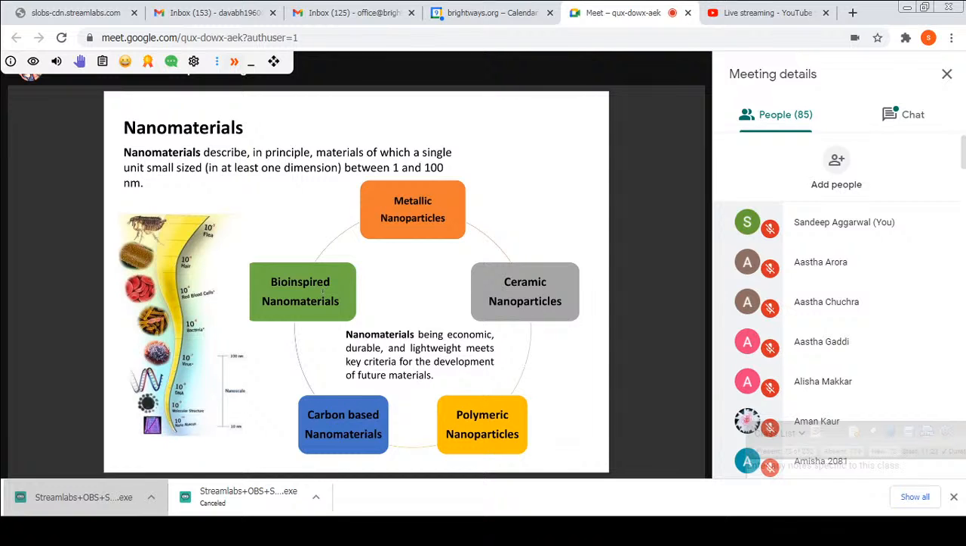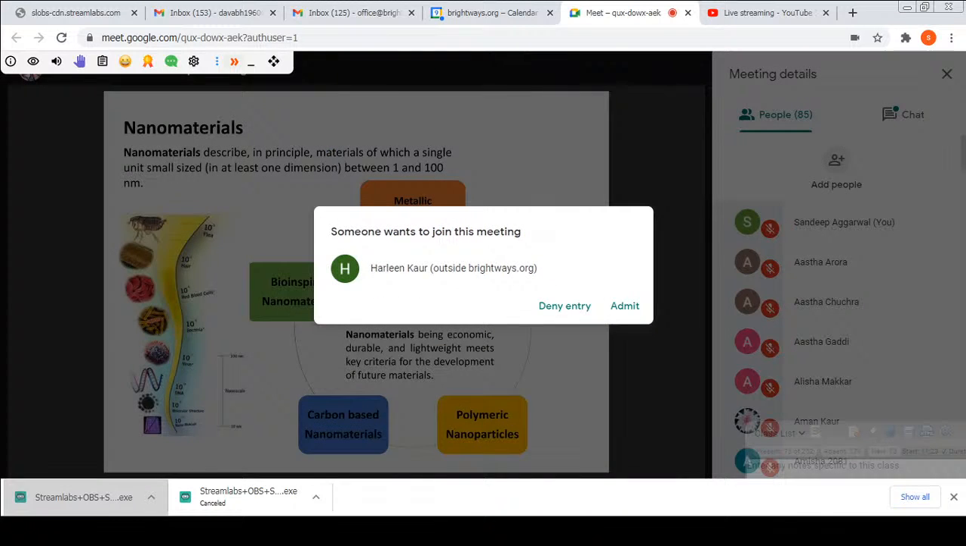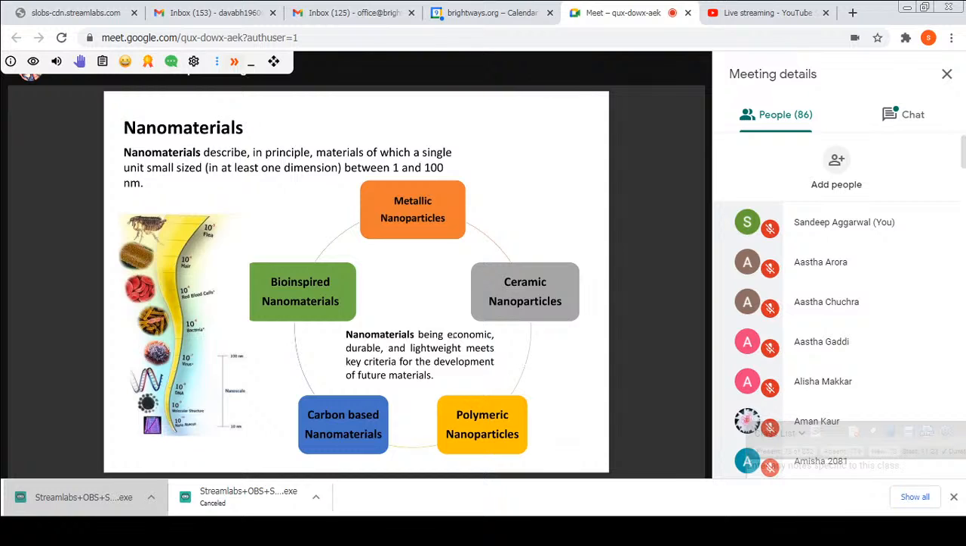Their size is generally between 1 to 100 nanometers, and there are many different types of nanomaterials which can be made. For example, starting from metallic nanoparticles, then going to ceramic nanoparticles, polymeric nanoparticles, carbon-based nanoparticles or nanomaterials. And the thing that I'm going to talk about is the bio-inspired nanomaterials. The word bio-inspired comes from nature. Whatever nature has made, we are trying to mimic that, and we are trying to make the bio-inspired or nature-inspired nanomaterials from those types of nanomaterials.